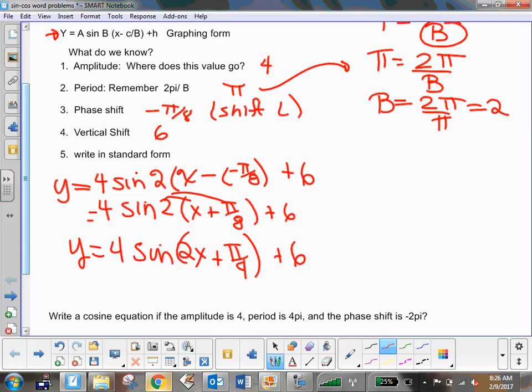Please make sure you write y equals. It's a function that needs an x and a y. And we're done. Okay? Kind of what we did last night with some of the problems.